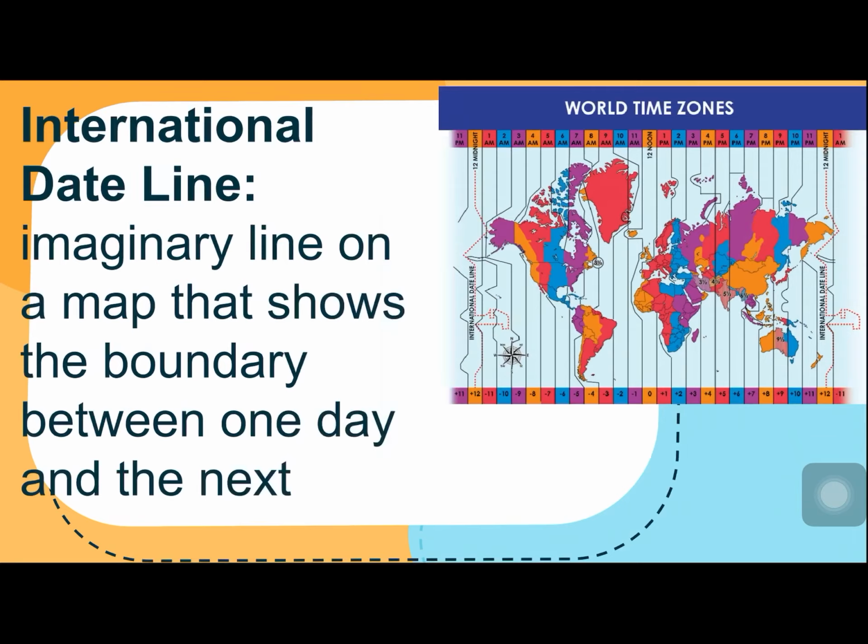International dateline. Go ahead and say International dateline. Good. This is an imaginary line on the map that shows the boundary between one day and the next day. So this line here and this line over here, when you go all the way across, that's the one day, and that means that it's going to start a new day with new times, of course.